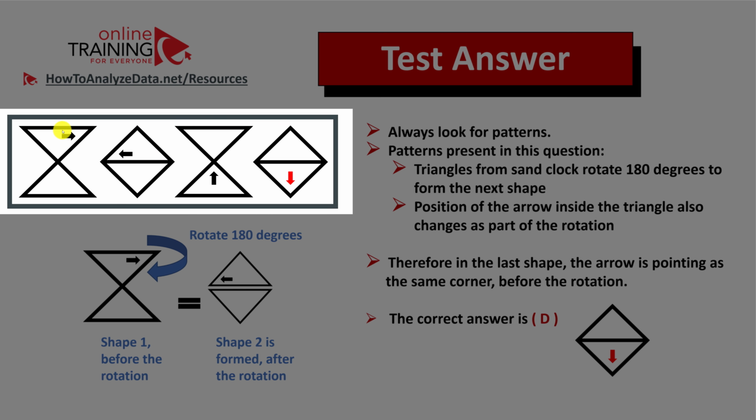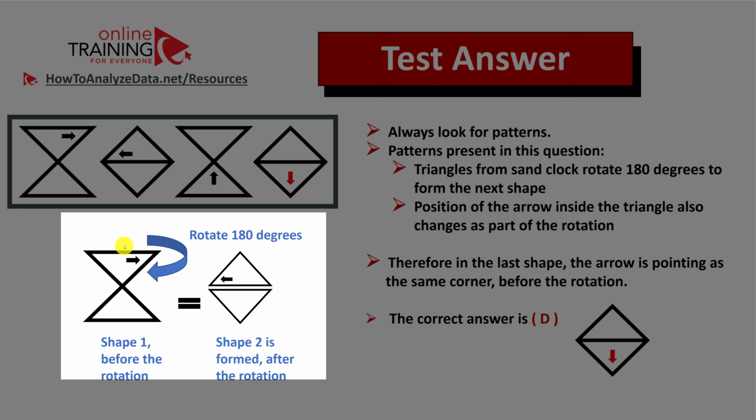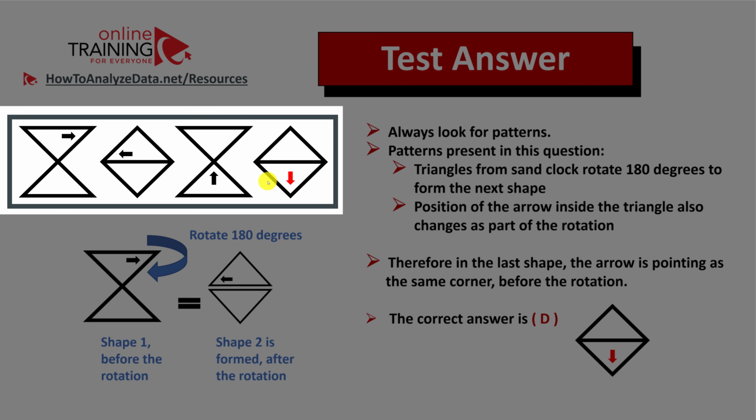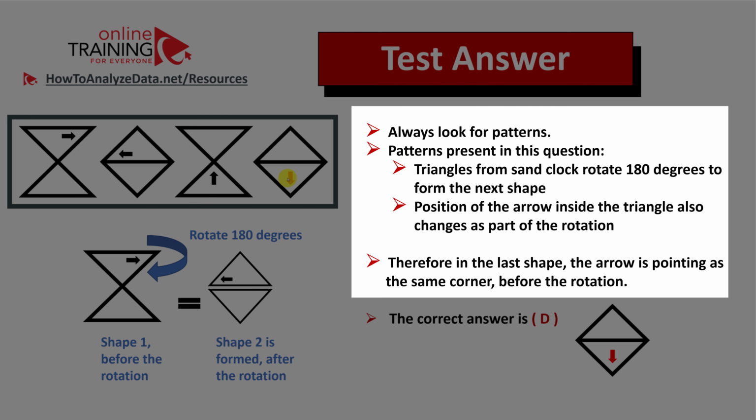And that's exactly what's happening between shape number 1 and shape number 2. And this diagram below explains what's happening. Once you figure out the pattern, you know exactly how to calculate the location of the arrow in the shape number 4. Let's recap. Always look for patterns.